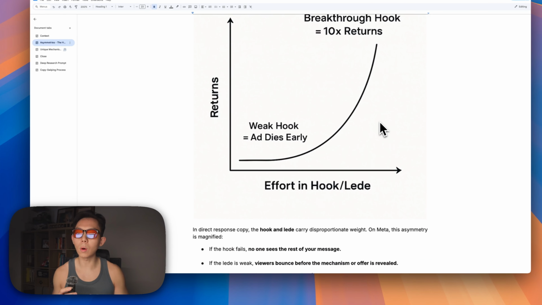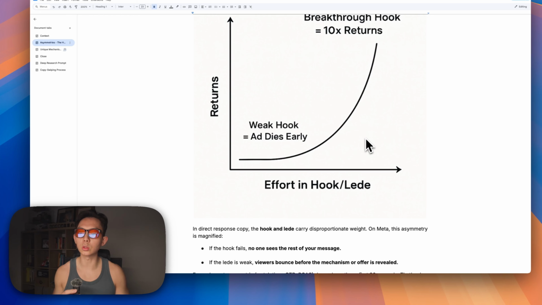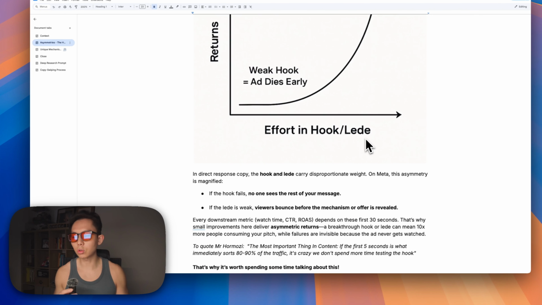If the hook fails, no one sees the rest of your message, so everything else beyond the first 5 to 30 seconds is almost irrelevant. If the lead is weak, viewers bounce before the mechanism or the offer is revealed. So every downstream metric, watch time, CTR, ROAS, depends on these first 30 seconds.